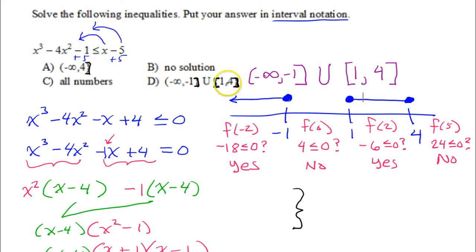Having done that, I see negative infinity to negative 1 with a square bracket, union 1 to 4, square bracket, square bracket. So now it is clear that the answer is D.